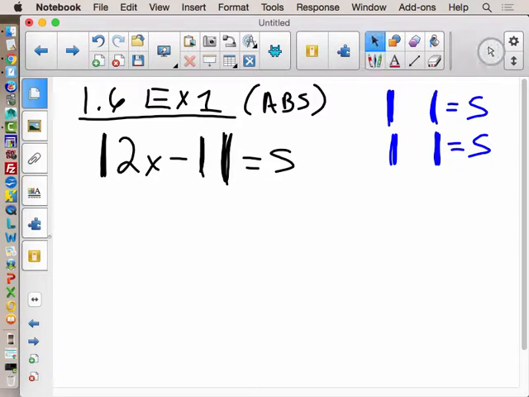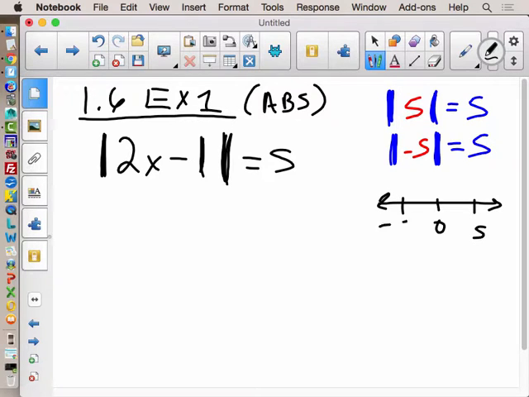The first one's pretty obvious. The absolute value of 5 is 5. The absolute value of negative 5 is also 5. And just a quick review for you guys. Where do we get this from? Well, if we think of a number line and we have 5 over here and 5 over here, we're really just counting 1, 2, 3, 4, 5. That's the absolute value of negative 5.